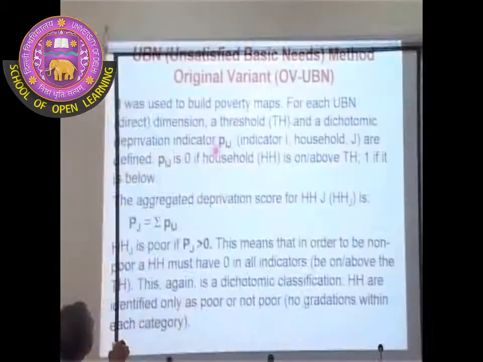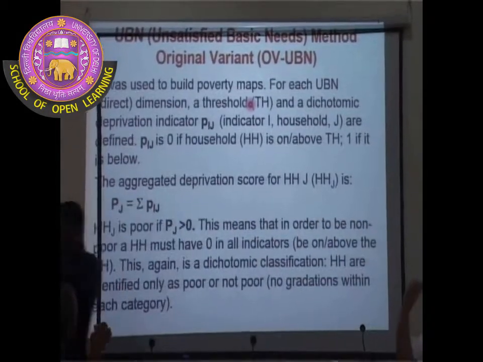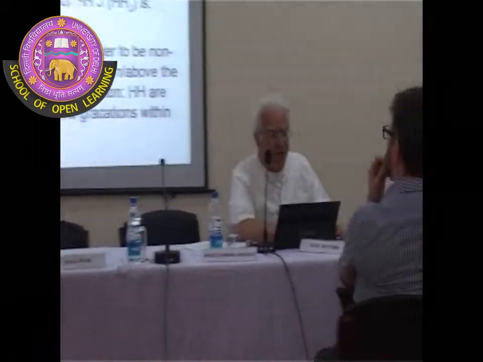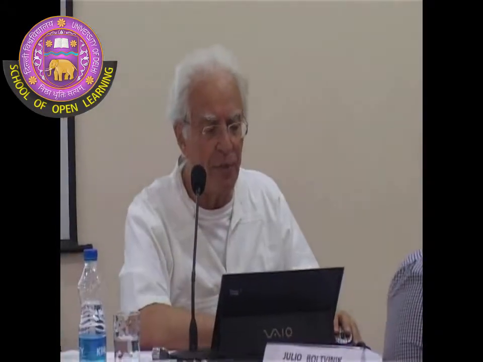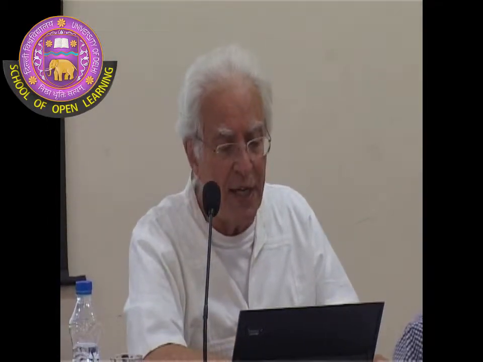Let's look first at the UBN, unsatisfied basic needs method, the original variant, developed and applied in Latin America. It was used to build poverty maps, very disaggregated poverty maps by municipalities. For each UBN direct dimension, a threshold and a dichotomic deprivation indicator, P_ij, indicator i for household j, are defined. P_ij is 0 if the household, I will use HH as household abbreviation, is on or above the threshold, 1 if it is below, because it's a deprivation indicator.